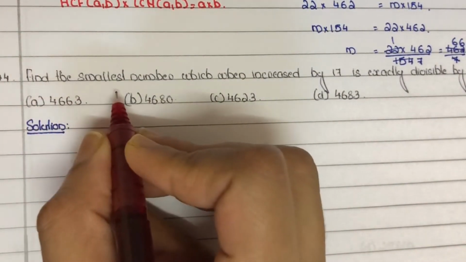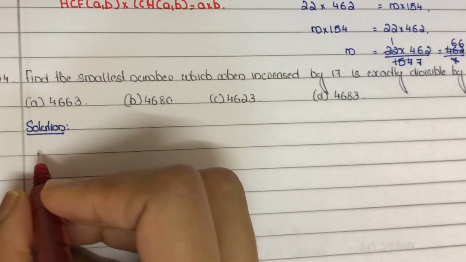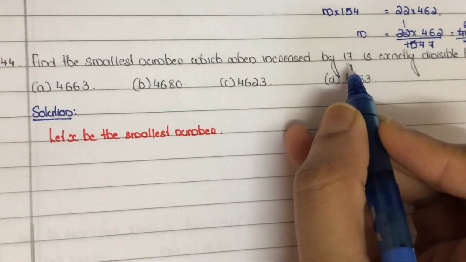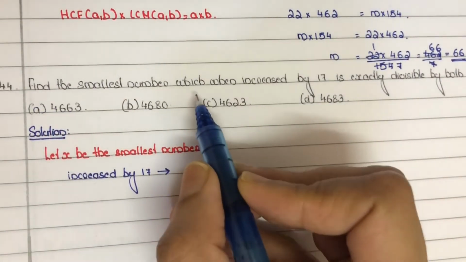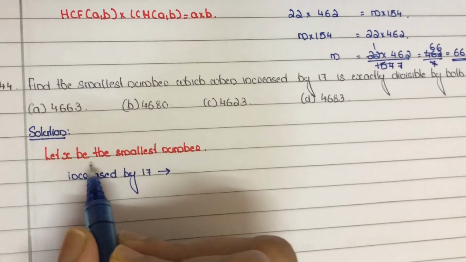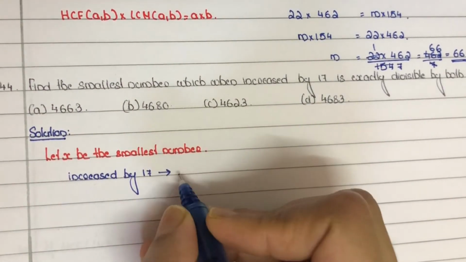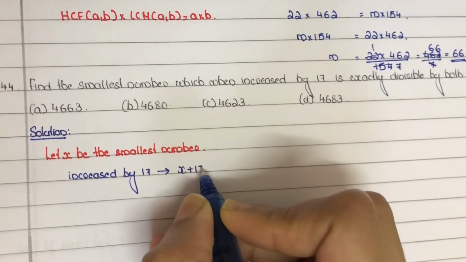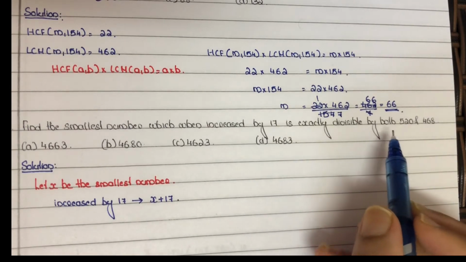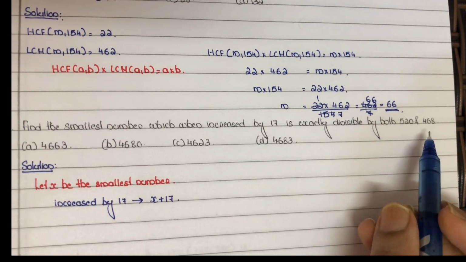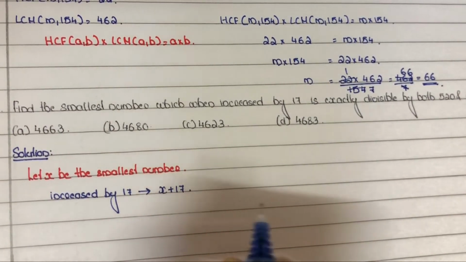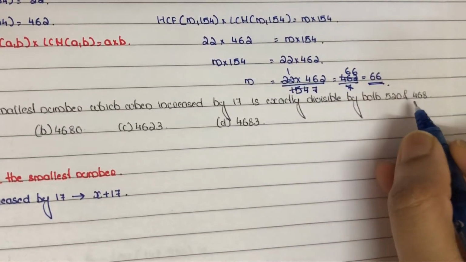Question is find the smallest number. So first step you can write it as let x be the smallest number which when increased by 17. Okay, we assumed x be the smallest number. So when it is increased by 17, that is x plus 17 is the new number. Next part is exactly divisible by both 520 and 468. That is our new number, x plus 17, is exactly divisible by both 520 and 468.